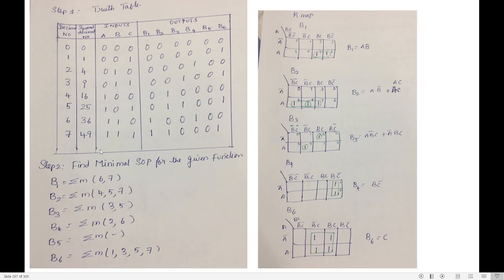So you have 3 inputs, which is 000 to 111. What is the output? Square of the input. 0 square is 0. 1 square is 1. 2 square is 4. 3 square is 9. 4 square is 16. So this is my truth table. I have done with my truth table. These are my inputs. These are my outputs.